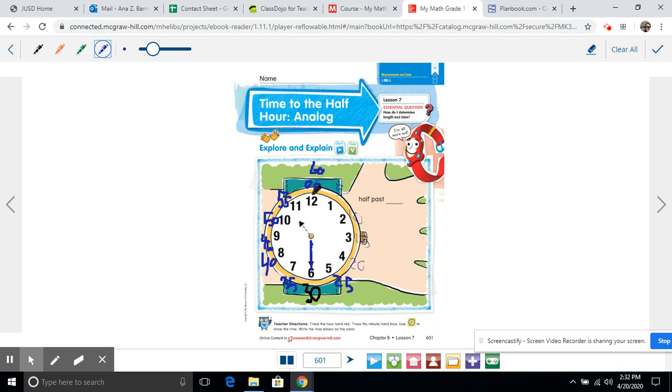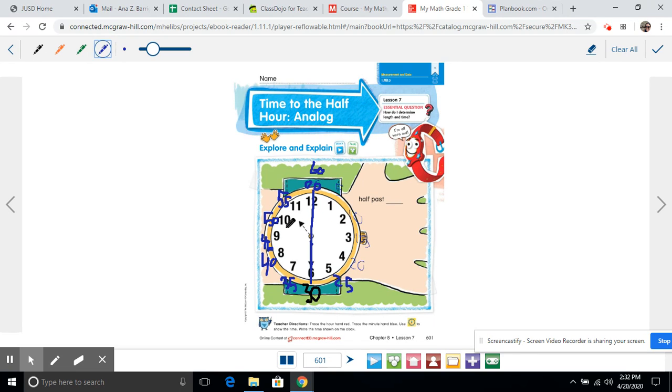So let's see what minutes it is. We go 0, 5, 10, 15, 20, 25, 30. 30 minutes. It says half past. It's about halfway. If you look at the clock, it's half of the clock, cut in half. So that's why they call it half past. 30 minutes is half of 60.